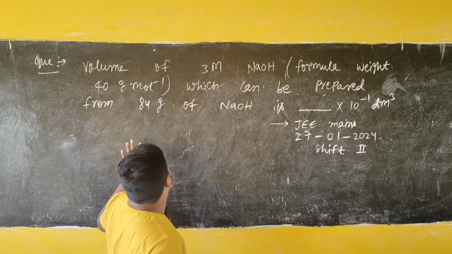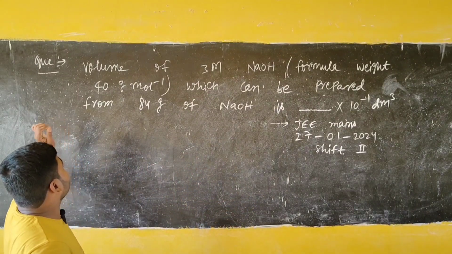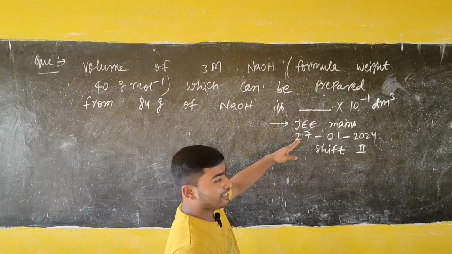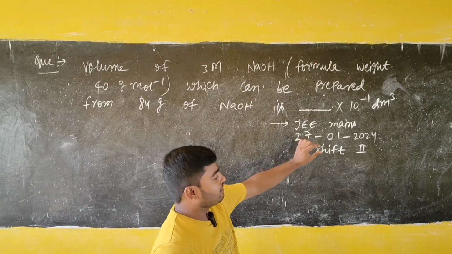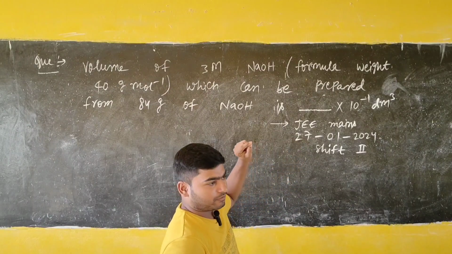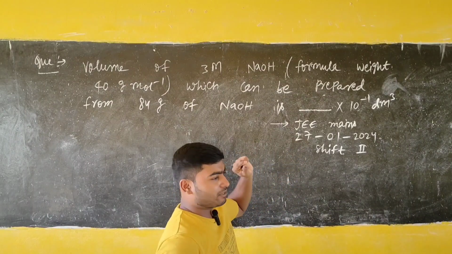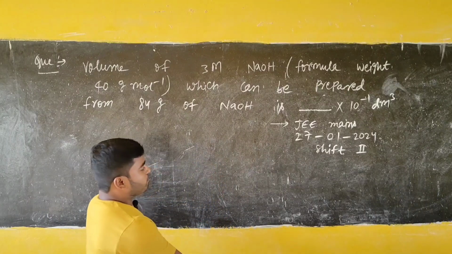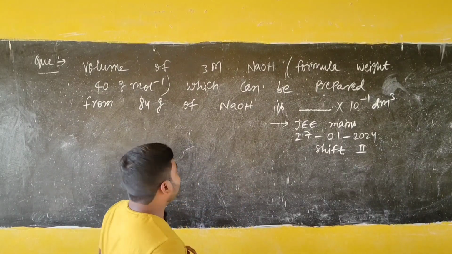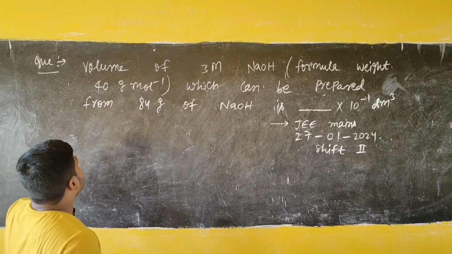For the first question we are looking at, which was asked in JEE Mains, the date is also given, that is 27 January 2024, in the second shift. As you all know, the JEE Mains exam is conducted in 2 shifts. So this question was asked in the second shift, and we'll be discussing it now.